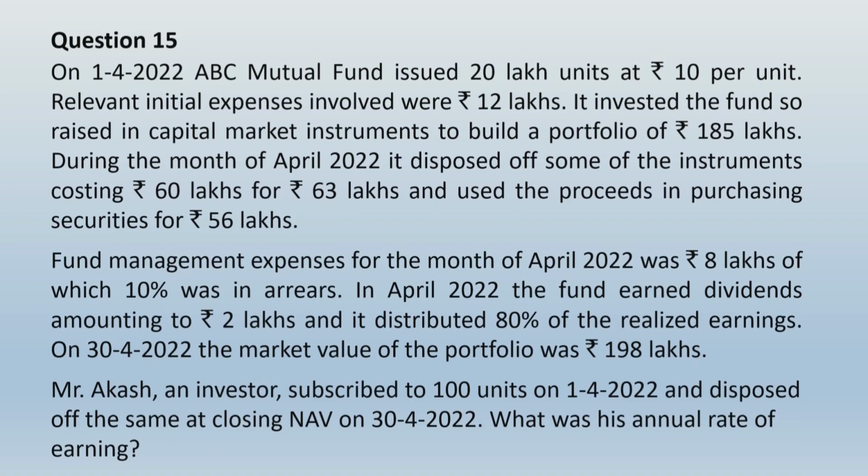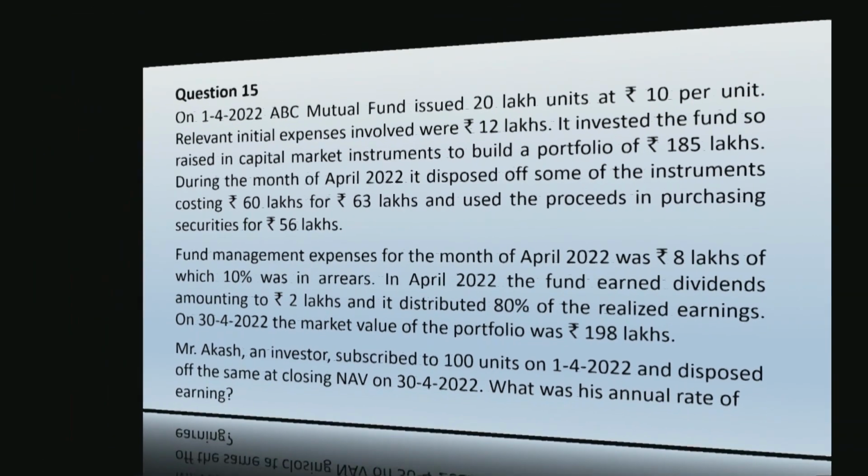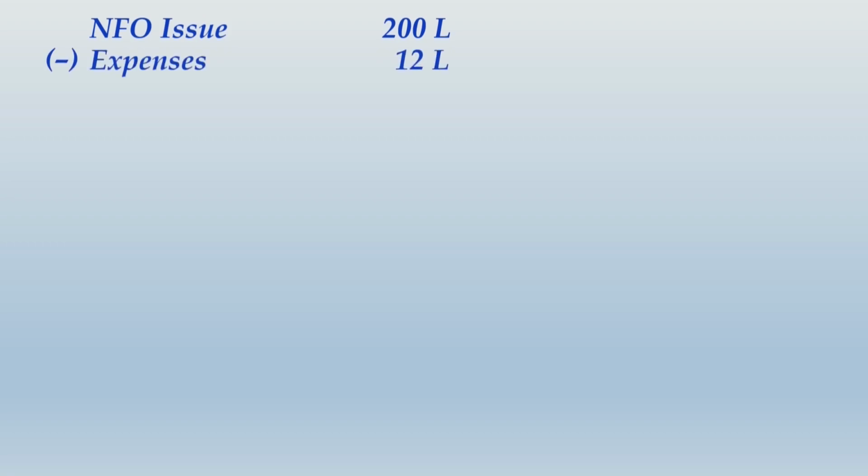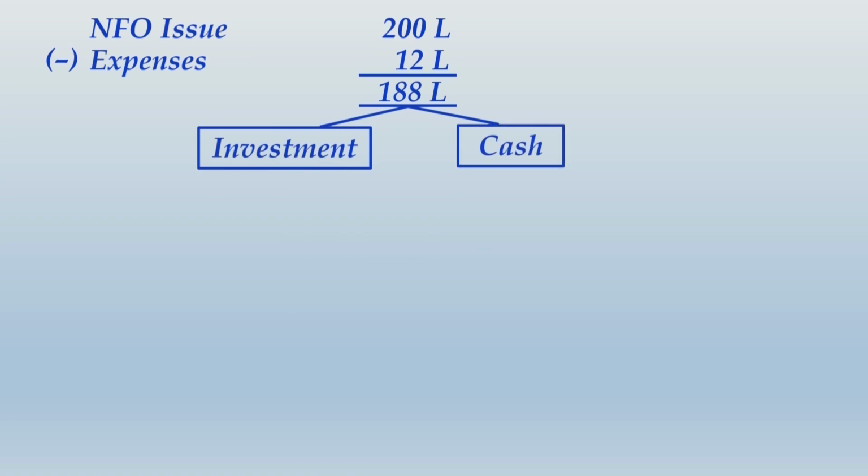So let me help you in showing how to present the solution for this type of question. What you first do is, you start with the NFO issue, that is 200 lakhs, where 20 lakh units were issued at face value of rupees 10 per unit, giving you the gross proceeds of 200 lakhs. Now this is not from the viewpoint of the investor, this is from the viewpoint of the mutual fund. From this you subtract the initial expenses, and the net amount that is in the hands of the mutual fund will be 188 lakhs. Part of this was invested and part of that was lying as cash balance. So the amount invested was 185 lakhs and the cash balance remaining was 3 lakhs.